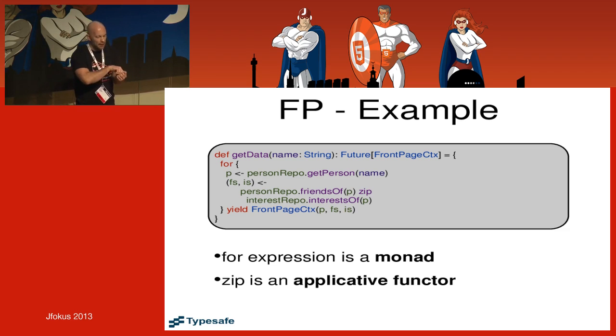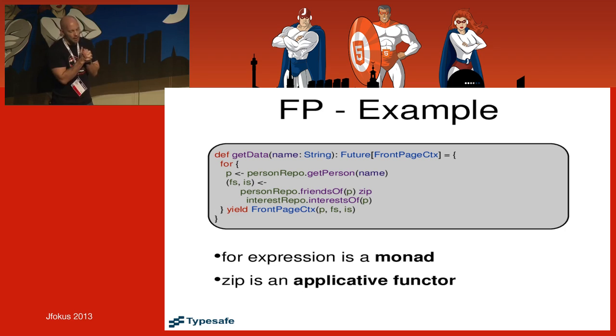Where I first of all say I'm going to call the person repository and get the person with the name, and the future piece being returned. And then we're going to call the person repo again with the friend_sub p and zip that together with the interest repo interest_sub p. And everything here is being done asynchronously. And when that's done, we yield the result back to the front page context. It should say future front page context, but yeah.